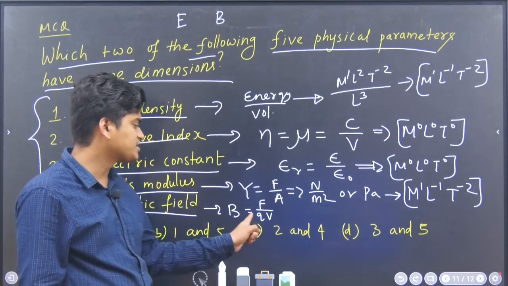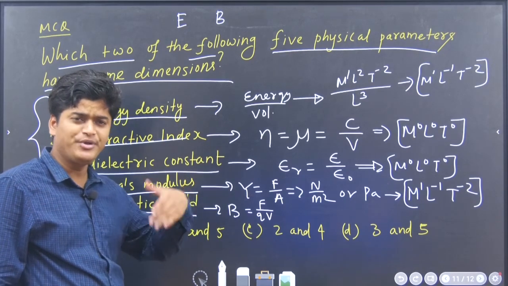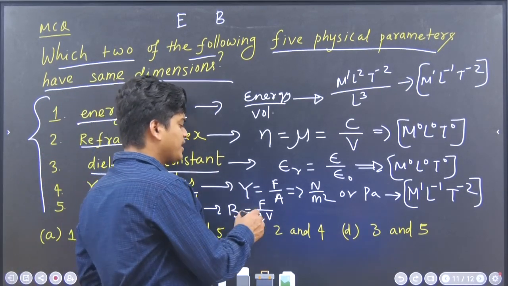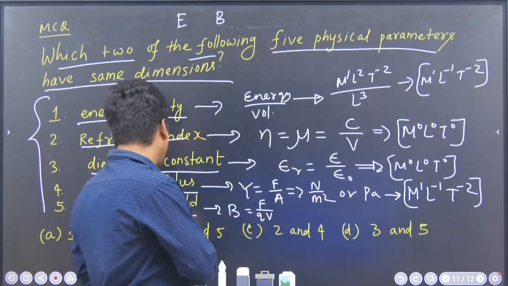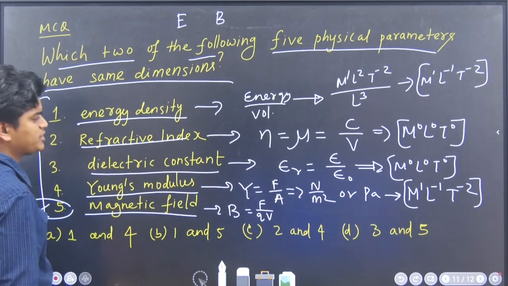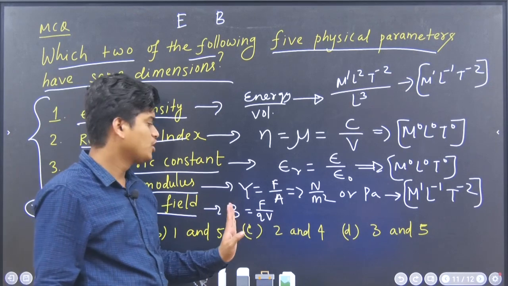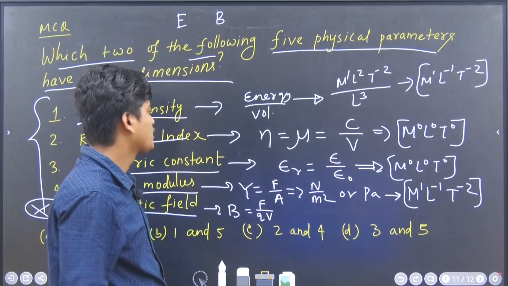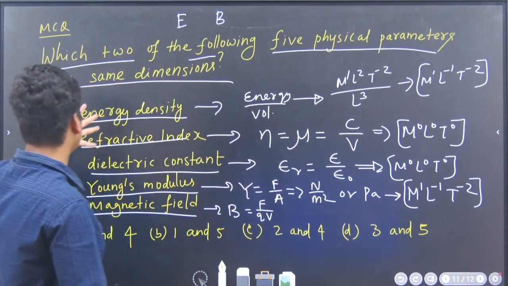So definitely here charge is there, which means ampere and second will come. So definitely this ampere will come. So this will not match with anyone here because ampere will come here. So that's why I am not including this one. Now I am checking with these 4, first 4.